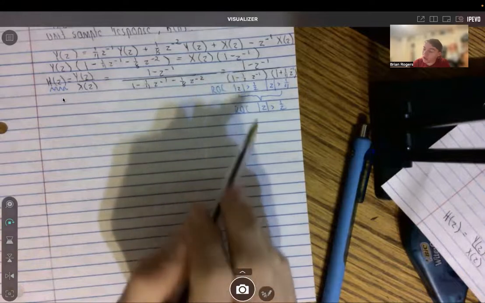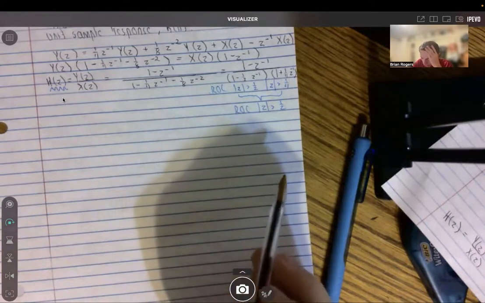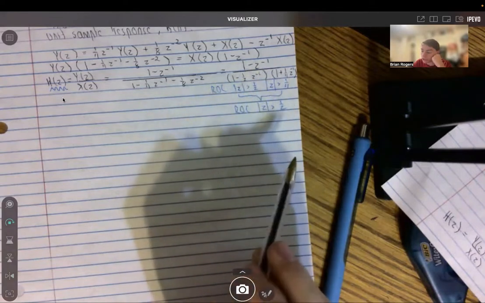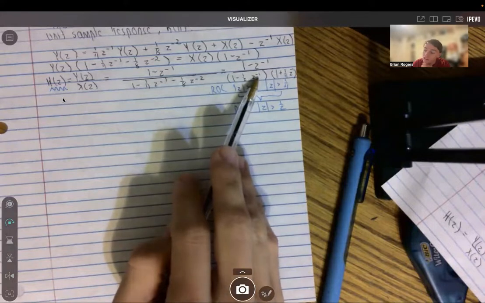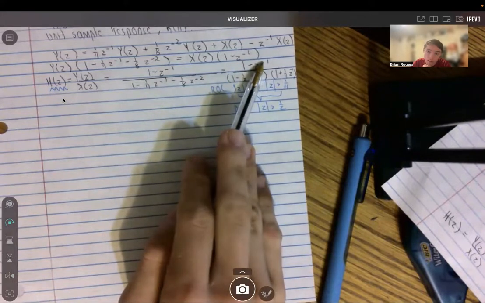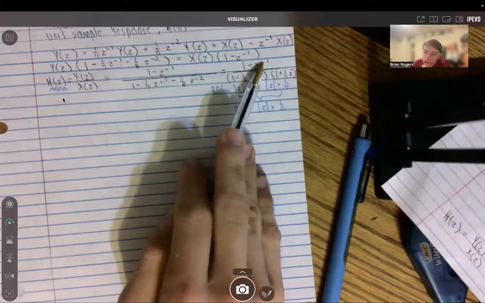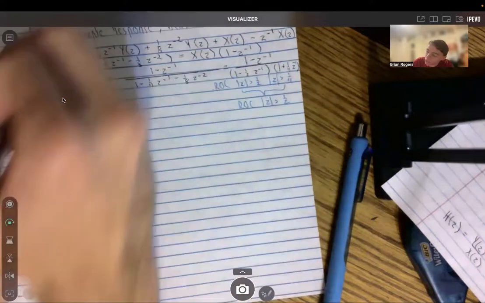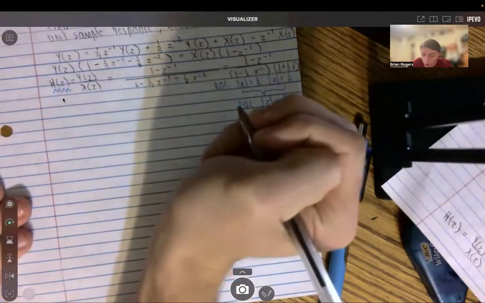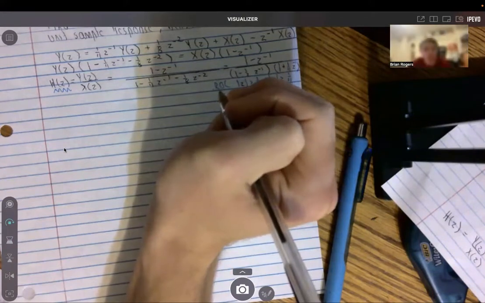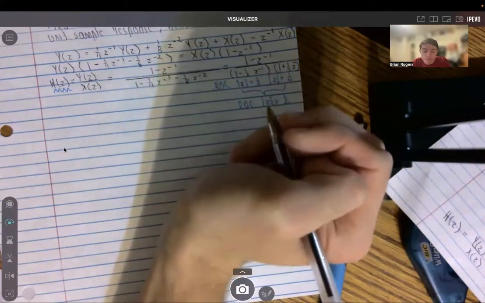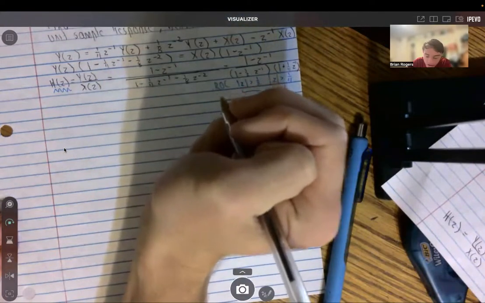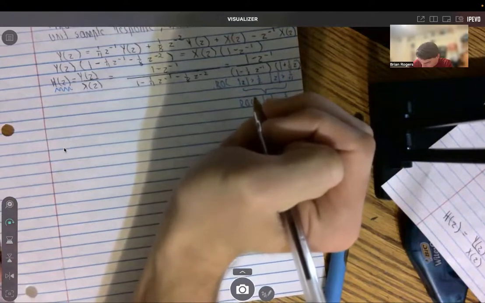We're going to have to solve this specifically in order to get our h of n, so we need to use partial fraction expansion. Notice that the power of z in the denominator is greater than the power of z in the numerator, so we don't need to use long division. We can just go straight to partial fraction decomposition. Remember with partial fraction decomposition, you're going to multiply your numerator and denominator by z to the power of n.